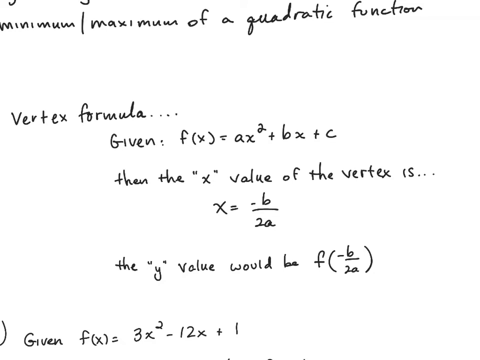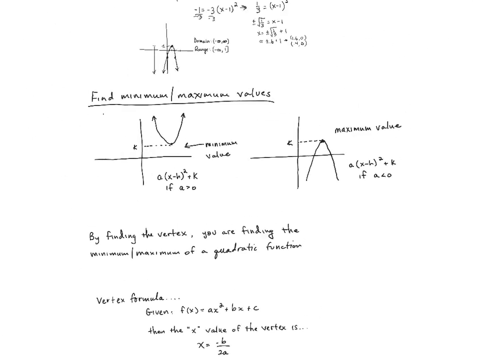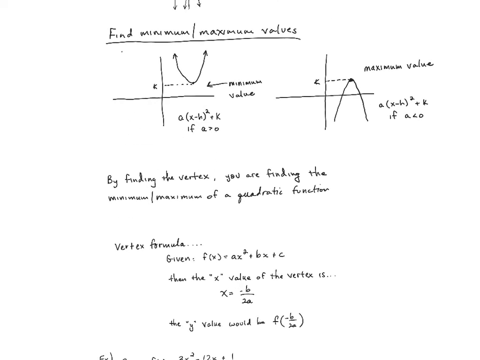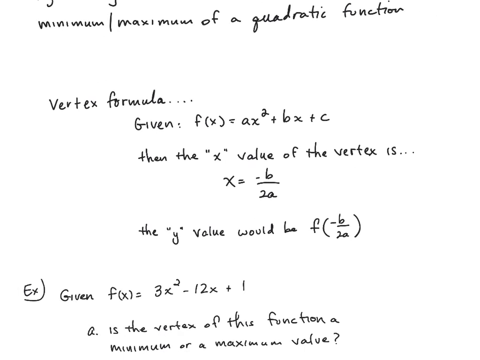If it says find the minimum value or find the maximum value, and it's in general form, you could do what we did in this first learning target and complete the square to write it in standard form, and then you could find the vertex from standard form. But oftentimes it's faster to use this vertex formula to simply find the vertex.